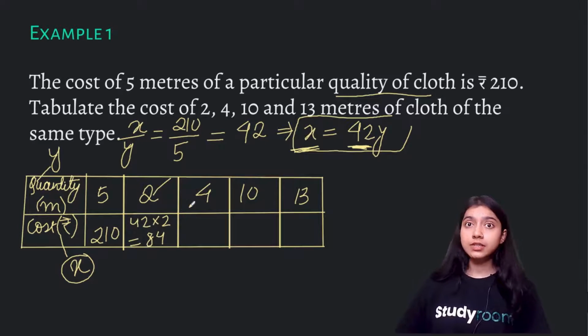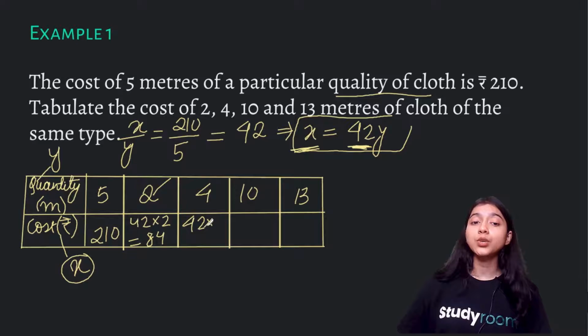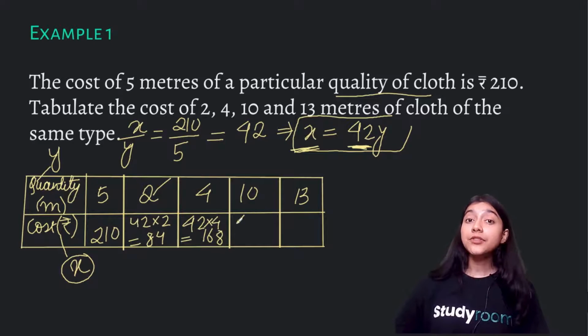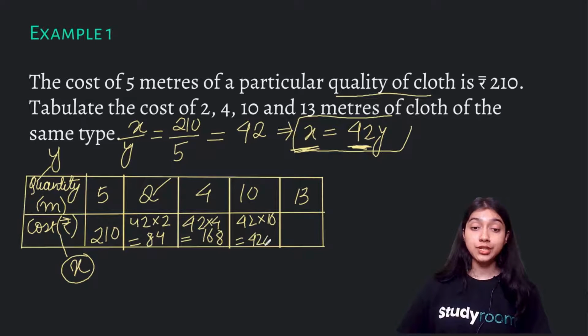Similarly, we will solve this. The cost of 4 meter cloth can be solved in a similar way. What we have to do is multiply this constant 42 with the corresponding value of y, that is 4. And this gives us 168 rupees. Similarly, we have to multiply 42 with 10 because we have to find out the cost of 10 meter cloth. So this gives us 420.